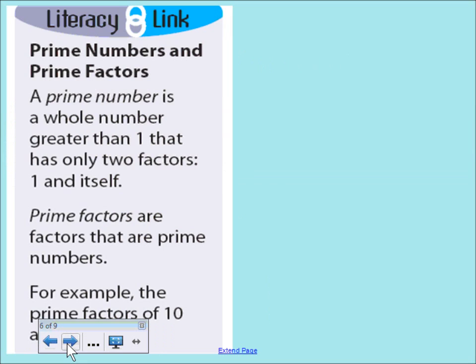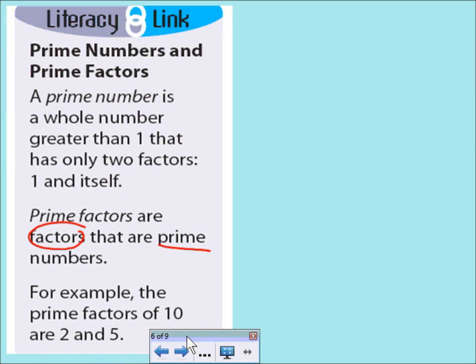A prime number and prime factors. A prime number is a whole number that is greater than 1, that only has two factors, 1 and itself. So prime factors are factors that are prime numbers. For example, the prime factors of 10 are 2 and 5.